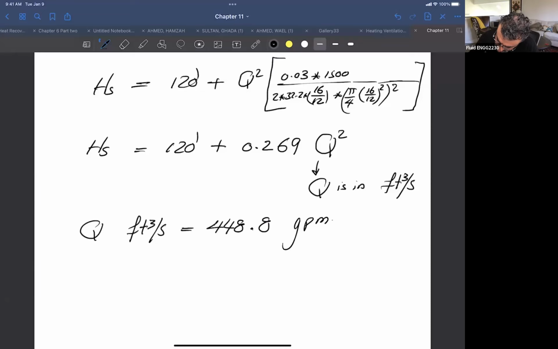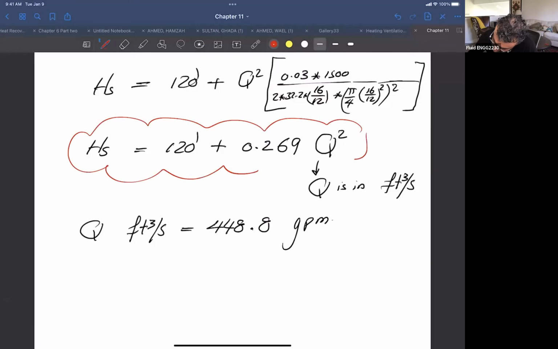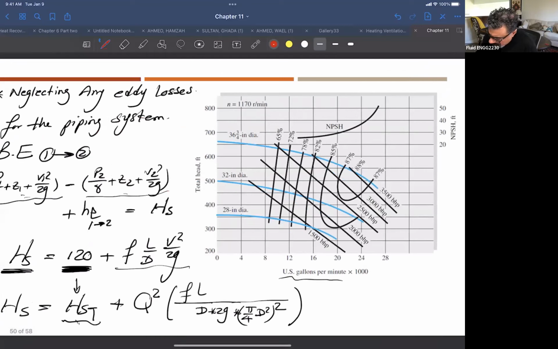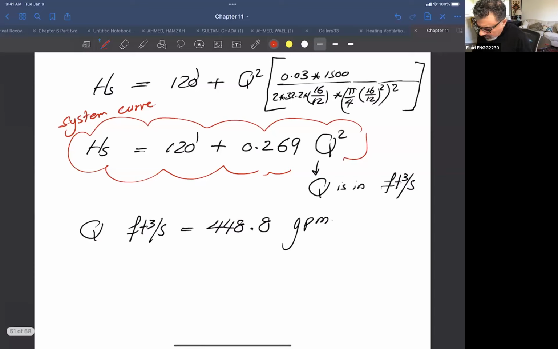Why am I doing this? Because in this equation, this is your system curve. If you remember from our discussion in the last few slides, we need to get the operating point, and the operating point is the point that is intersecting between the system curve and the pump curve. We have the pump curve here in feet and gallons per minute. So in this case, we have to convert everything into gallons per minute.